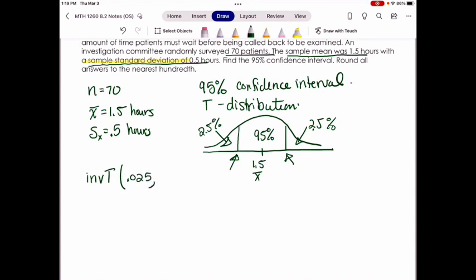Then what I have to do is put in my degrees of freedom. So my degrees of freedom, remember, is the sample size minus 1. So I'm going to label this as DOF for degrees of freedom. Since our sample size is 70, the degrees of freedom is going to be 69. So I'm going to put in my degrees of freedom of 69, and then I'm going to figure out what my t-critical value is. So let's go ahead and do that on the calculator.